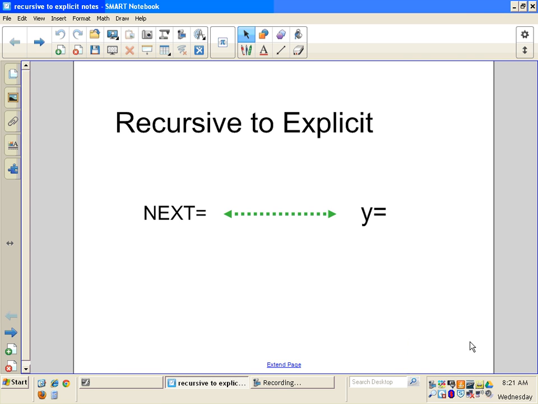Okay, this is a video about rules for functions, rules for tables, rules for sequences. And we have two types of rules that we talk about. We talk about recursive rules, where you see the pattern next. And then we have what we call explicit rules, which are going to be in the more familiar y equals situation. So let's talk about the different times we use different rules and how we use them and why.